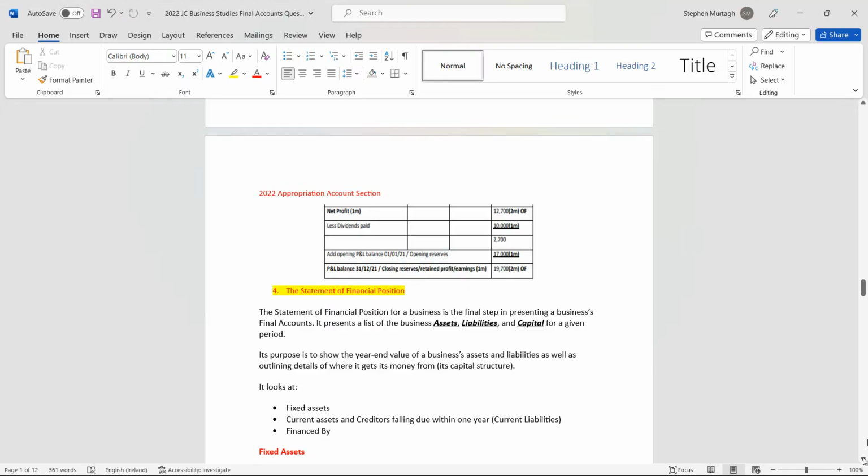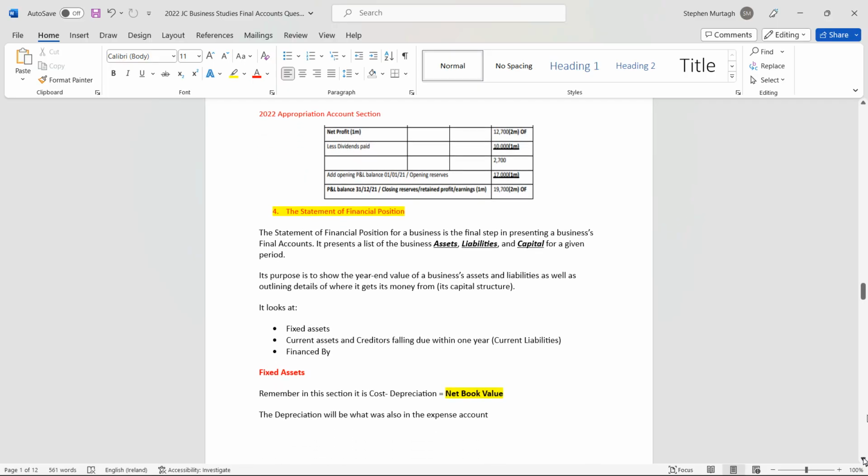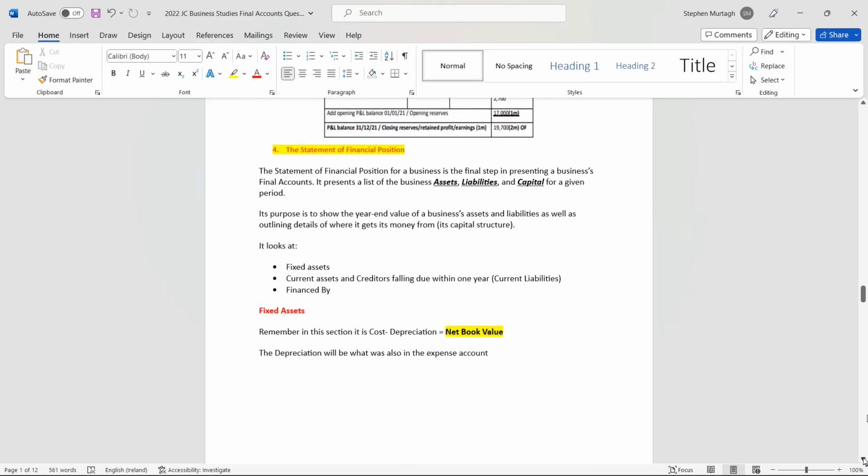You also have liabilities. Liabilities is what you owe. So if you were to close down tomorrow, you'd have to pay these things back. It's kind of a good way to think about it. And then the capital structure is just the money. Where does the money come from? And that's really the finance by section in a question. So you can see here it looks at fixed assets, current assets and creditors falling due in a year, or current liabilities, and finance by. So starting with the fixed assets section first.